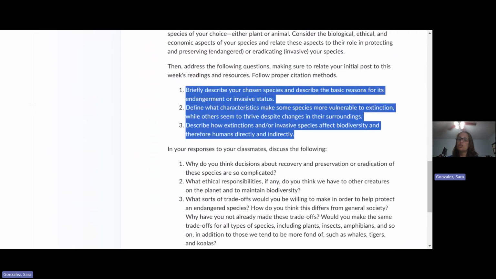So talk about your chosen species, describe the reasons why it's endangered, why it's invasive, looking at what characteristics make some species more vulnerable, looking at your particular one as an example, and describe how extinctions or invasive species affect biodiversity and therefore humans directly or indirectly.